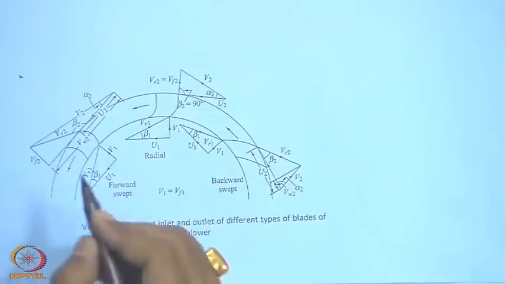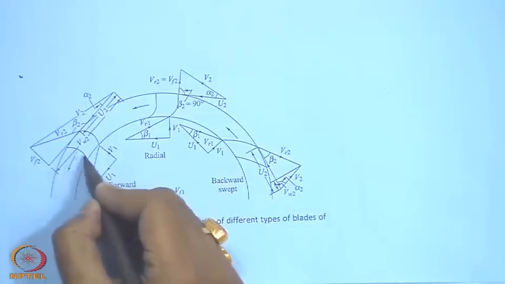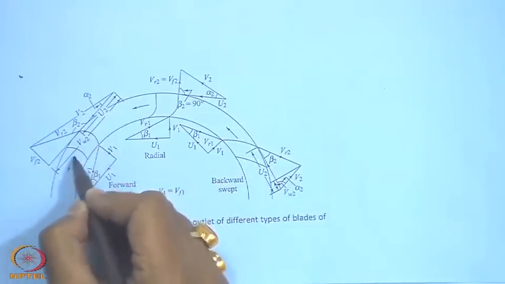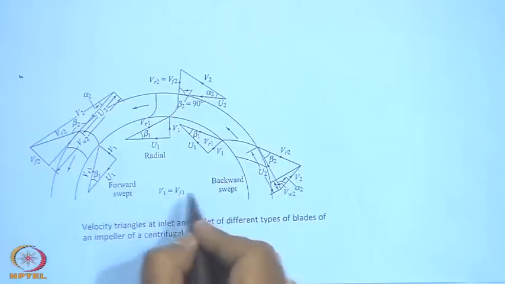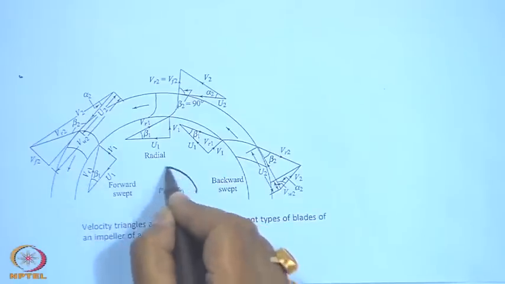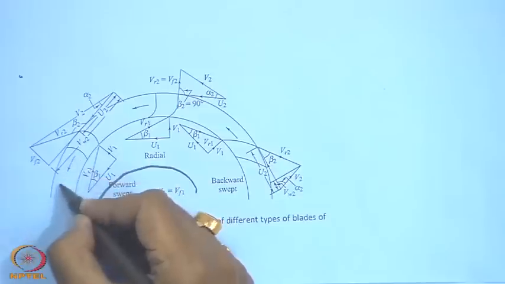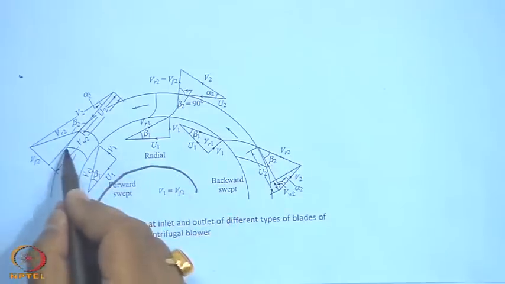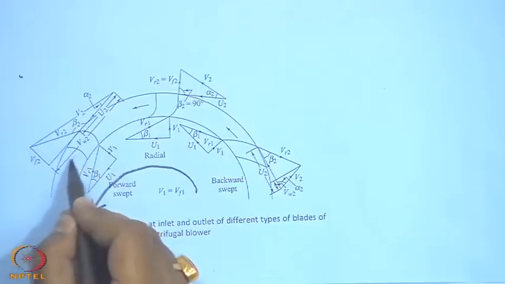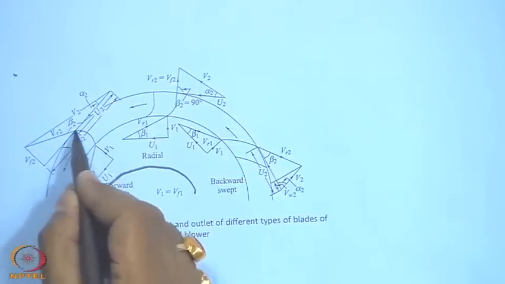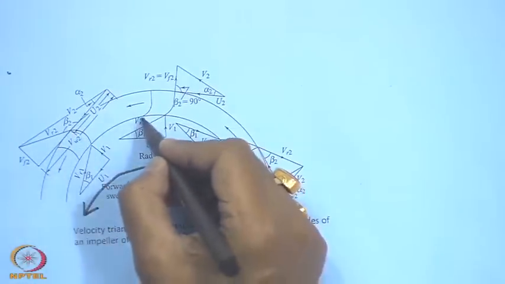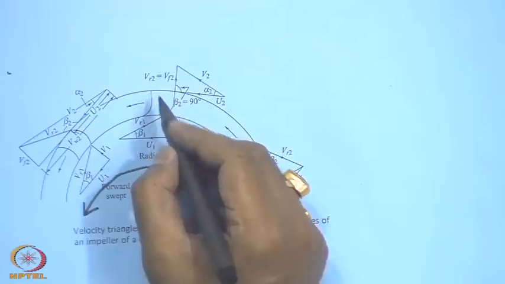I tell you, one is known as the forward swept blade. You see this left one. What is that? If you consider the motion in this direction, that means this is the direction of rotation, the peripheral speed is in this direction, the tangential motion. So the curvature of the blade is in the direction of the motion. This is known as the forward swept blade. Another type of blade is known as the radial blade.